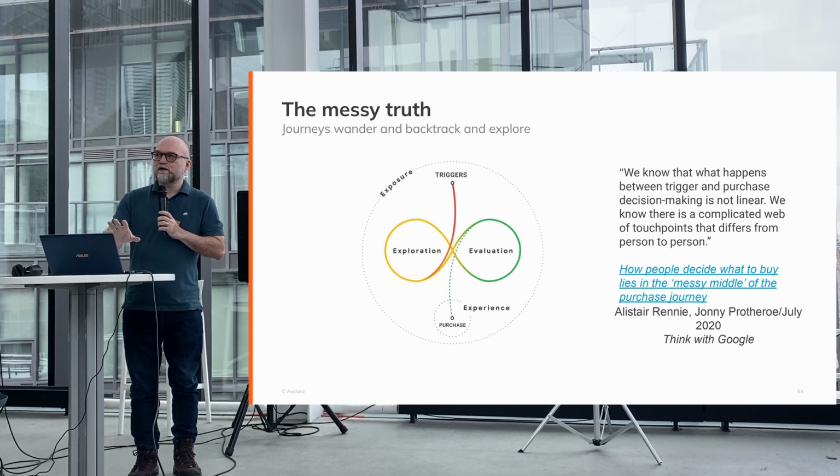The messy truth. This is from an article a few years back from Think with Google, and it's such a beautiful graphic that I'm stealing from their article, and the only thing I don't like about it is how unmessy that graphic is.